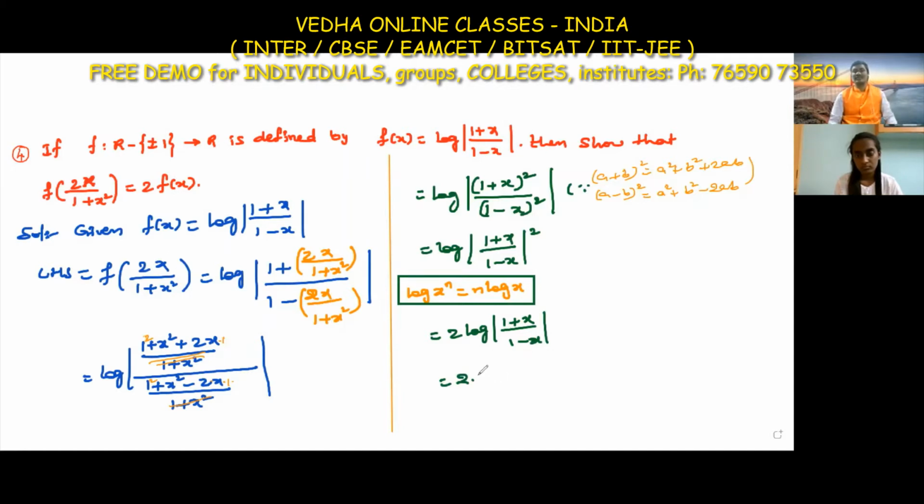Now this is equal to 2 into log mod (1 plus x) divided by (1 minus x), that is f of x. So 2 into f of x is the required RHS. Therefore, what we have to prove is f of 2x divided by 1 plus x square is equal to 2 into f of x. Hence proved. Understood?